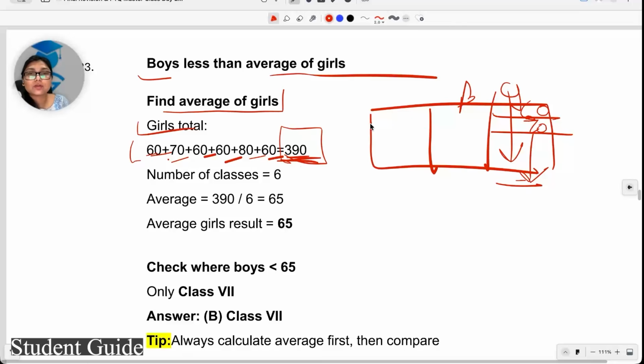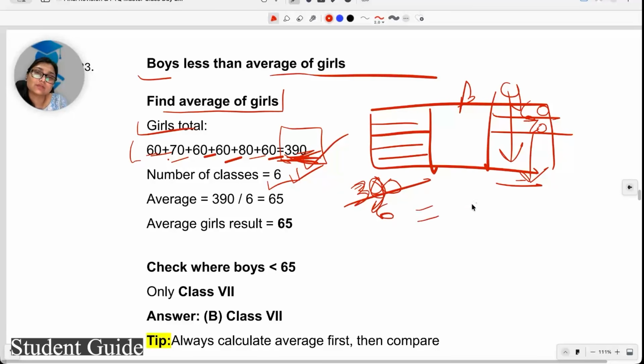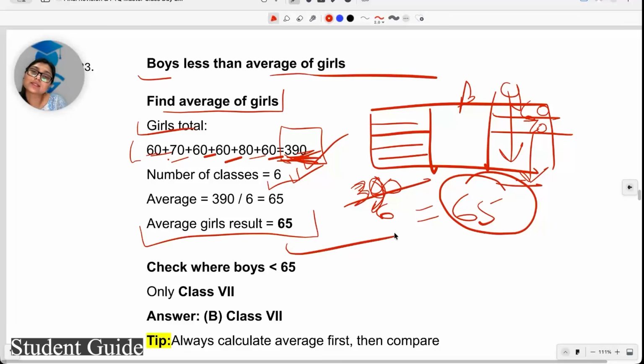Now you already have found in the table that there were 6 classes. So as you have got the girls total and 6 classes were there, we need to find the average of girls. So what you need to do is 390 divided by 6, and you will get the average of the girls, that is 65. So average girls result is 65.